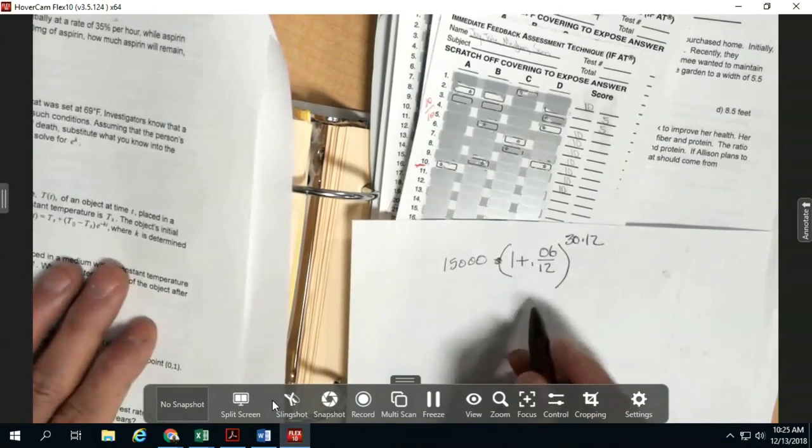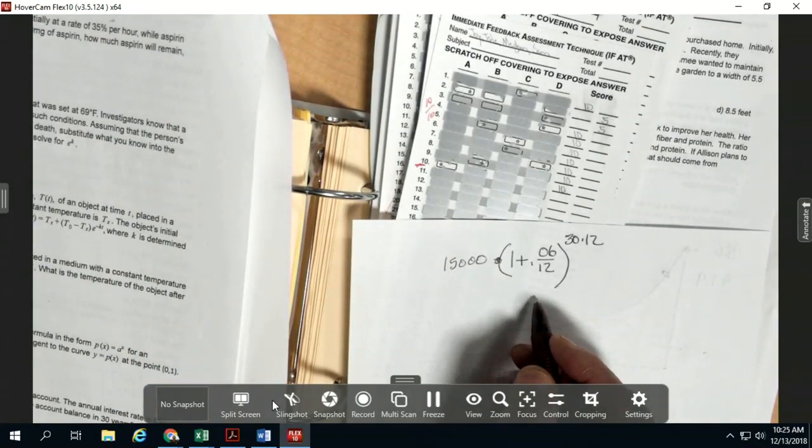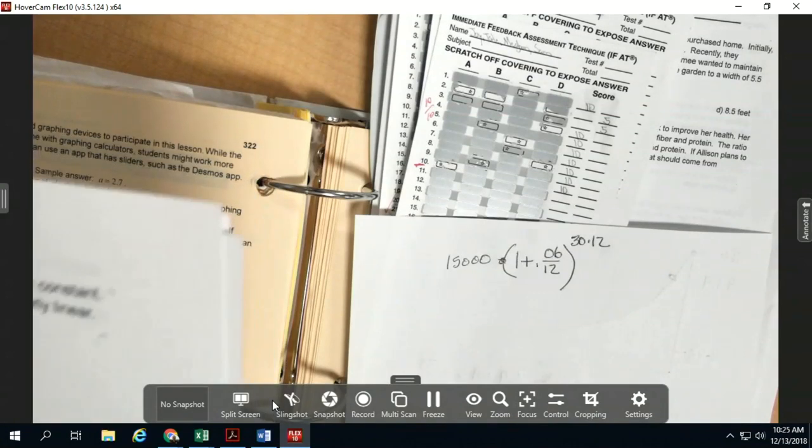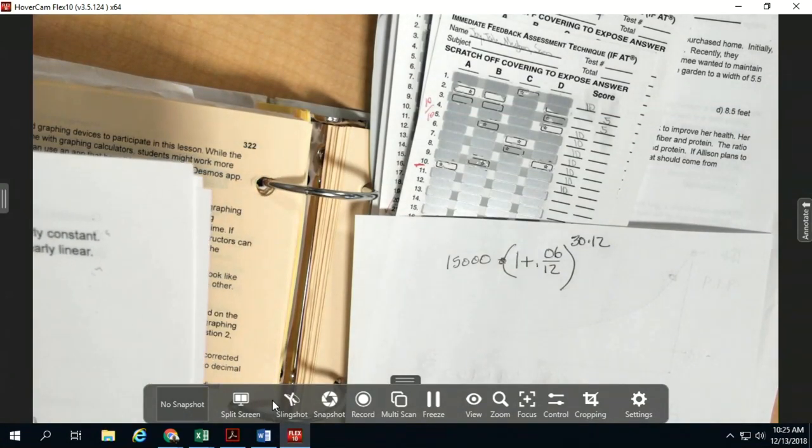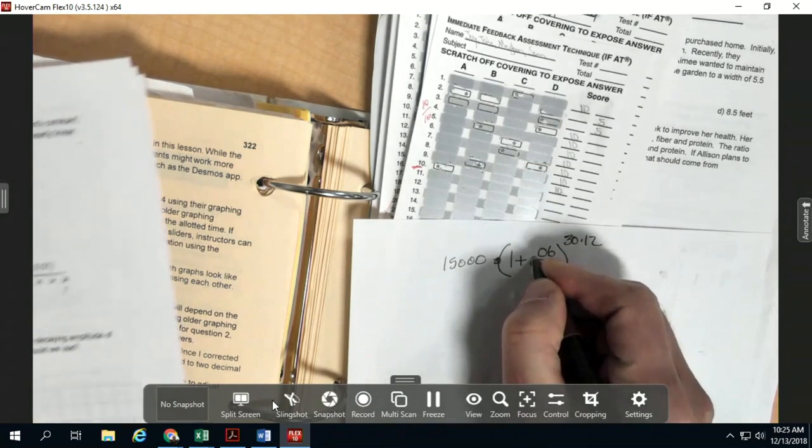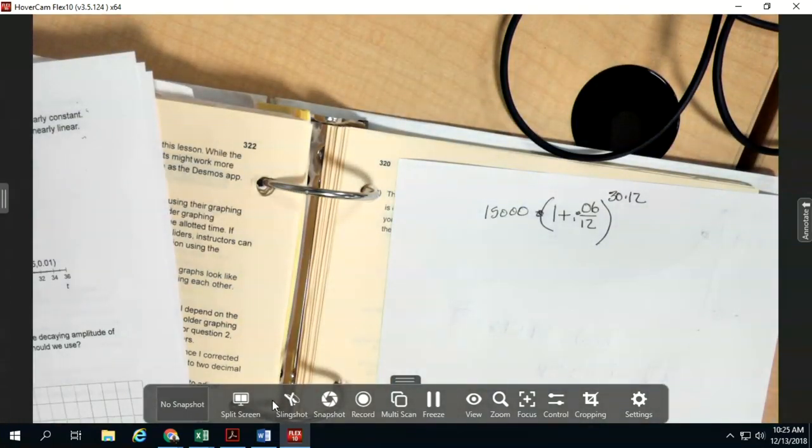Okay, so do you see where I got all those numbers from? Yeah. All right. And then what was the next one? Wait, hang on. Yeah, I wrote it wrong. Okay. Yeah, that's it.